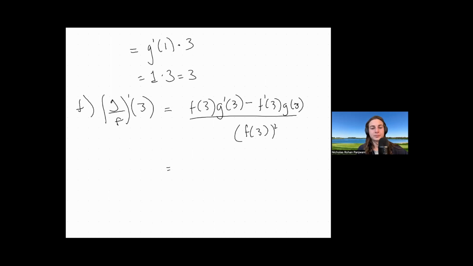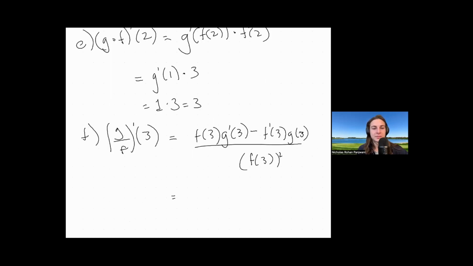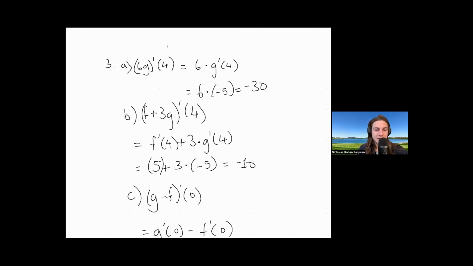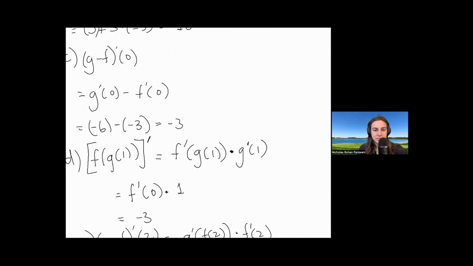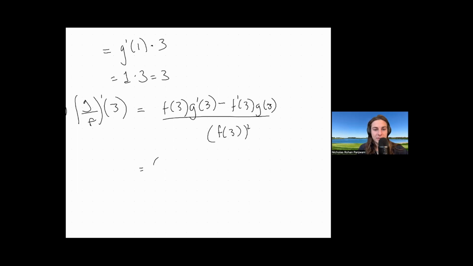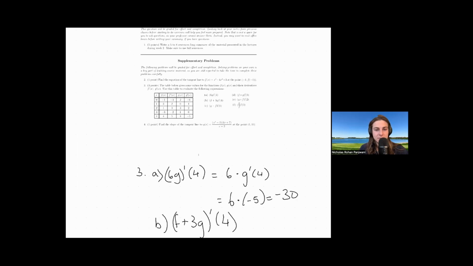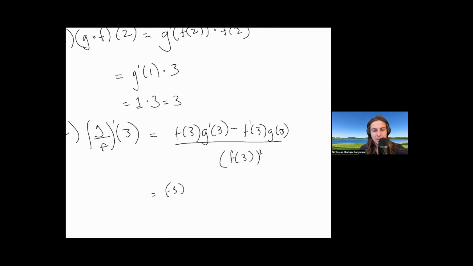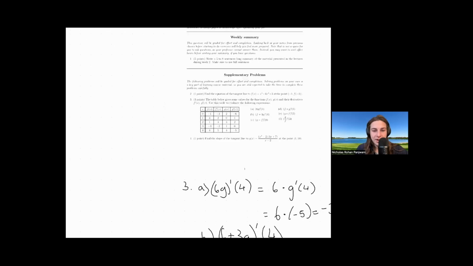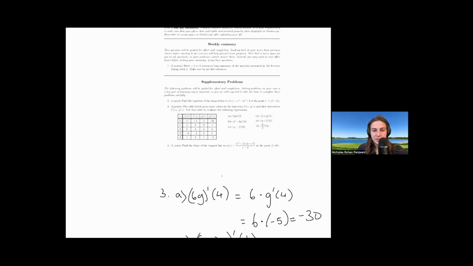Okay, so f of 3 is -3. G prime of 3 is 0, minus, well, on the bottom we can put this -3 squared. F prime of 3 and g of 3. F prime of 3 is -2 and g of 3 is 1.